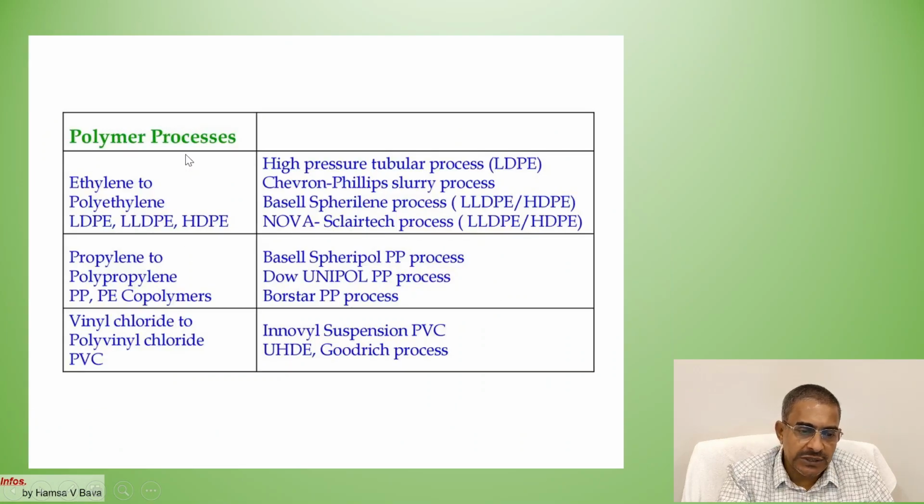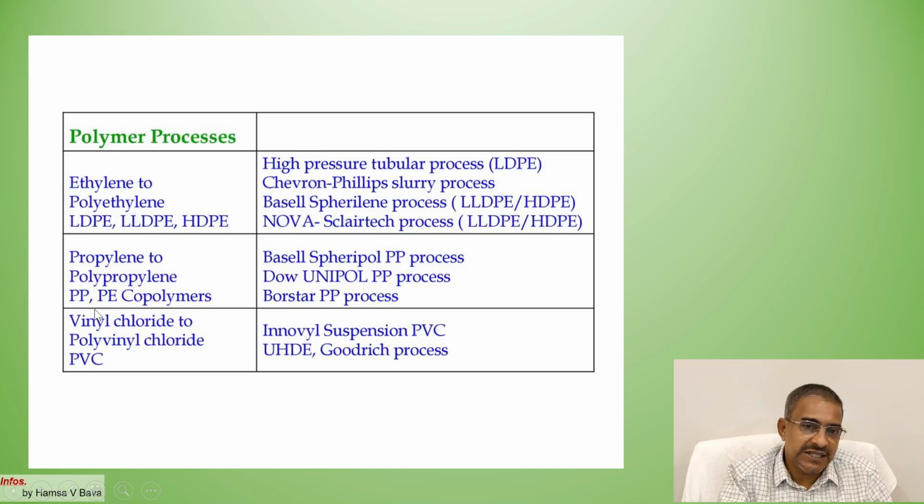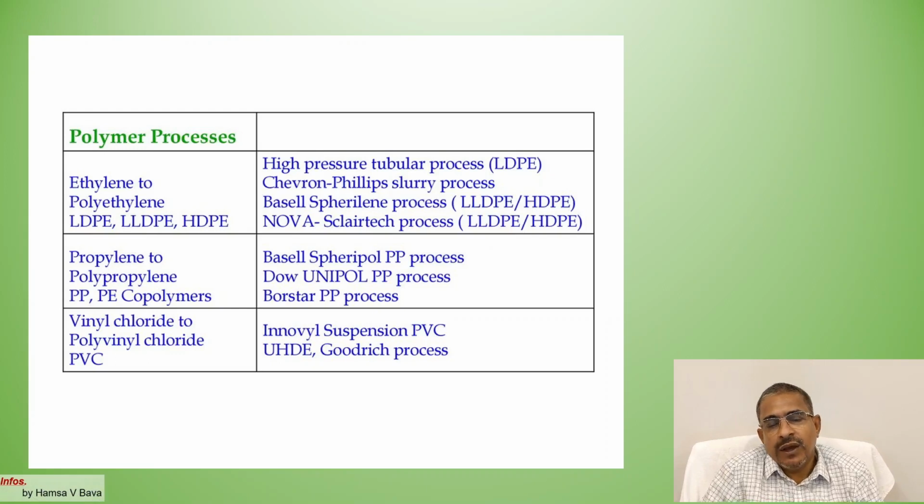It's a polymer process used for ethylene and propylene polymerization: ethylene to polyethylene, then low density polyethylene, then high density polyethylene, high pressure tubular process, chevron film, various processes are there. Then propylene to polypropylene, polypropylene and polyethylene copolymers. Then vinyl chloride to polyvinyl chloride, PVC, etc. These are the polymerization processes, taking basic hydrocarbon, using polymerization and developing various petrochemical applications.